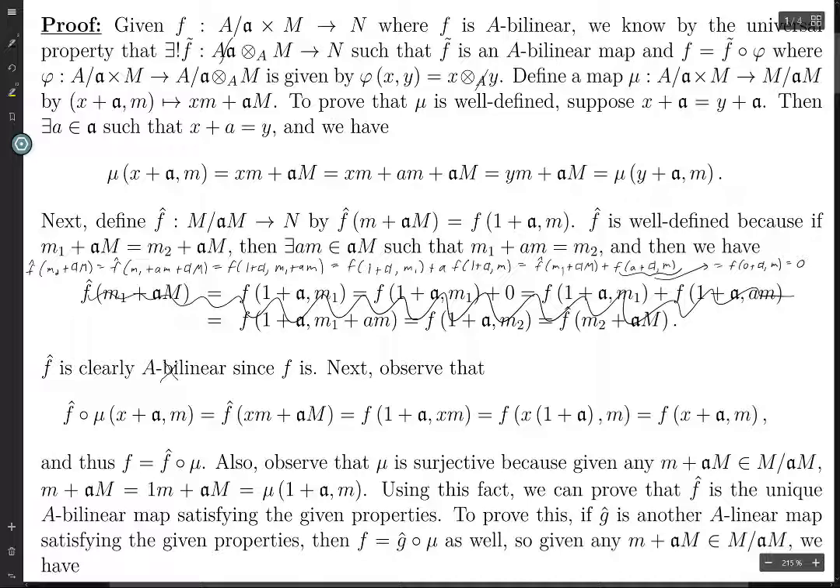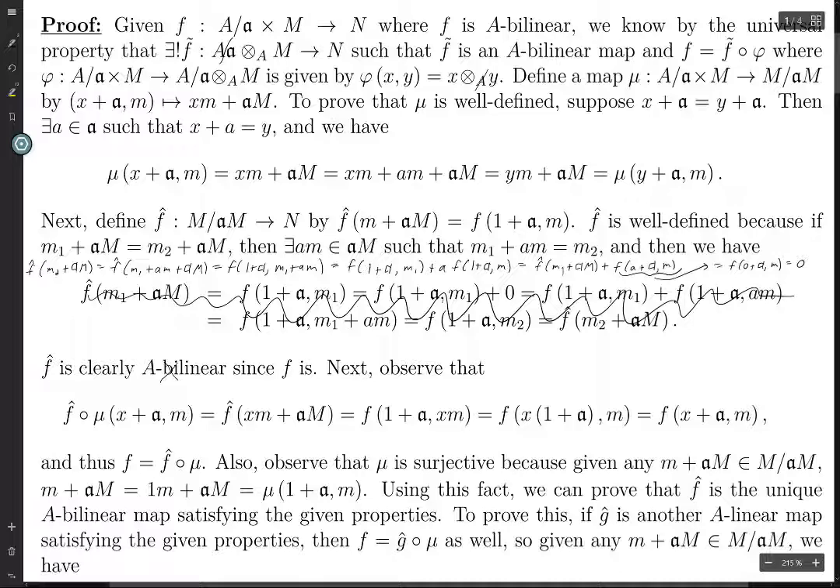What happens if we compose f hat with mu? Mu is, of course, this map that's way up here. Okay, let's see what happens. Well, mu of x plus am is going to be xm plus am, so it's f hat of xm plus am, so that's f of 1 plus a, xm. But here, because we know that f is bilinear, we can bring this factor of x and move it over to the other coordinate here.